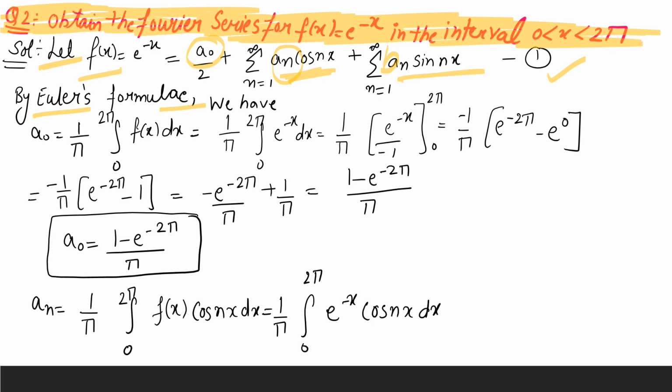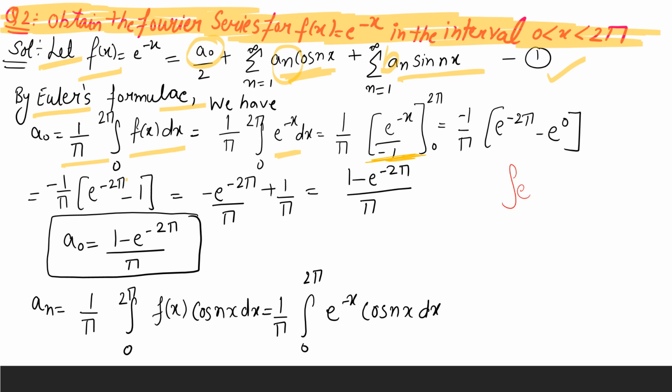So by Euler's formula, a0 is equal to 1/π ∫ from 0 to 2π f(x) dx. This is the formula of a0. We put e^(-x) dx. What is the integration of e^(-x)? That is e^(-x) upon minus 1.